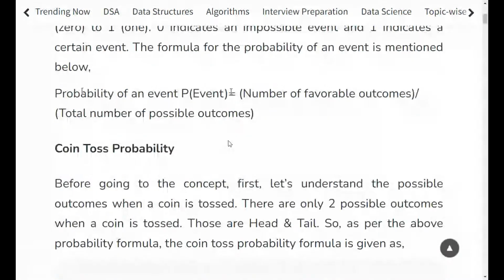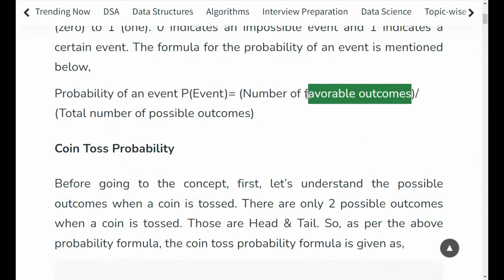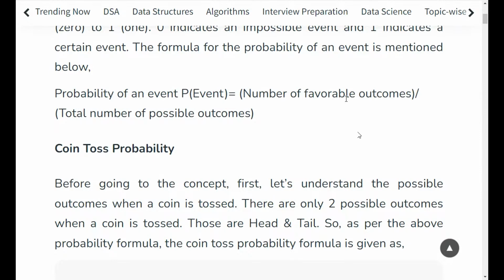Probability of an event equals the number of favorable outcomes divided by the total number of possible outcomes. Do you understand these words, favorable outcomes and possible outcomes? When I toss a coin, it may be head or tail. So those will be my possible outcomes that I will be getting. So the number of favorable outcomes divided by the total number of possible outcomes.